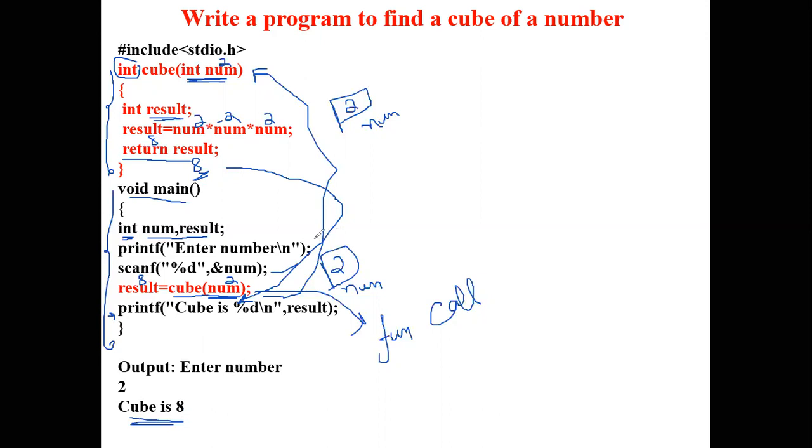And remember this int num, it is local to this function. All the variables that we declare in this function are local to this function. You cannot access them outside this function. So as soon as this function definition ends, all these local variables will get destroyed.